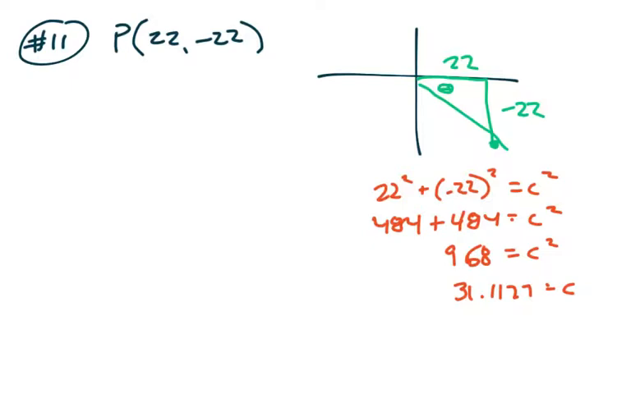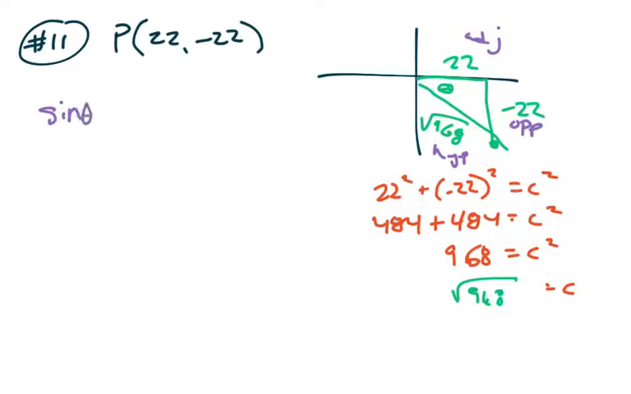And of course I'm not going to keep the decimal because it doesn't simplify nicely, so we'll just have square root of 968. Alright, this is our opposite side, this is our hypotenuse, and this is our adjacent. And we are going to do all of our trig. So sine, cosine, tangent, cosecant, secant, and cotangent.